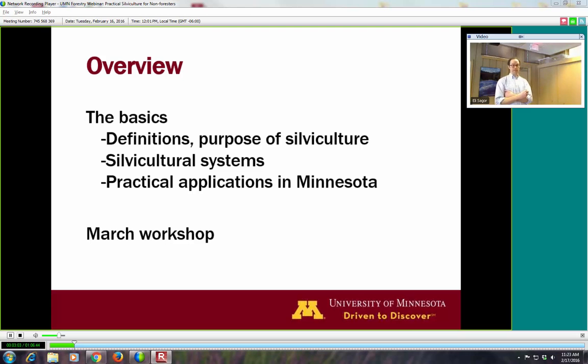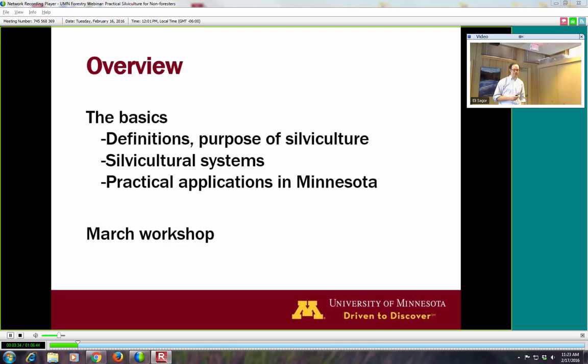Silviculture is a pretty complex topic. There's no way that we could cover all of the details in an hour, and I'm not going to try to do that. What I am going to try to do is give you a flavor for what silviculture is all about. So the basic theory of silviculture, the definitions and the context and the thinking that underlie what we think of as silvicultural systems and techniques. And then briefly, how those techniques are deployed in Minnesota to manage common species.